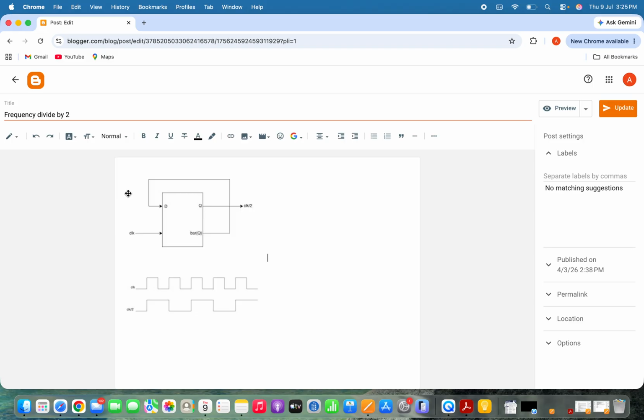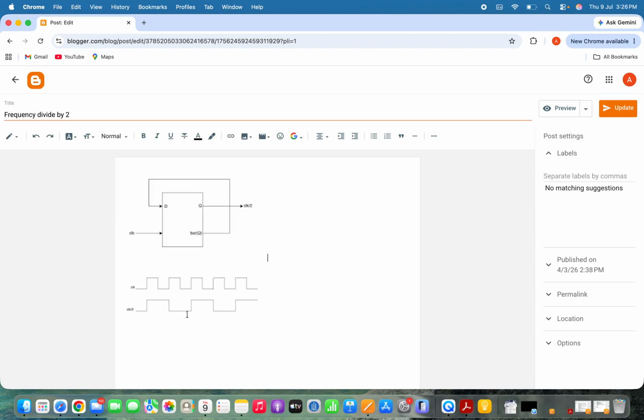Now let's verify this using the timing diagram. The top waveform represents the input clock. Notice that the output changes state only at every rising edge of the input clock. The output stays high for one complete cycle and low for the next complete cycle.